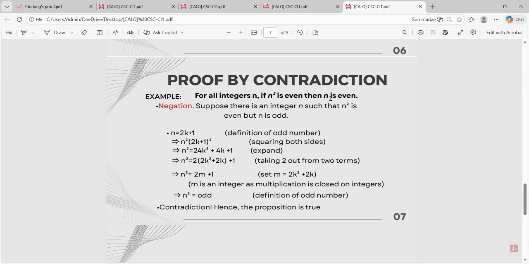To use contradiction, we assume the opposite, which is the negation: suppose there is an integer n such that n squared is even but n is odd. If n is odd, we can write it as 2k plus 1. When we square it, the result turns out to be odd, but this contradicts our assumption that n squared is even. So our assumption is wrong and the original statement must be true: if n squared is even, then n is even. Hence, the proposition is true.